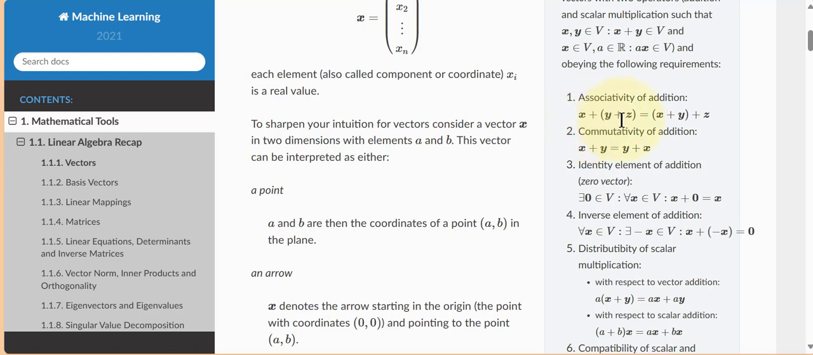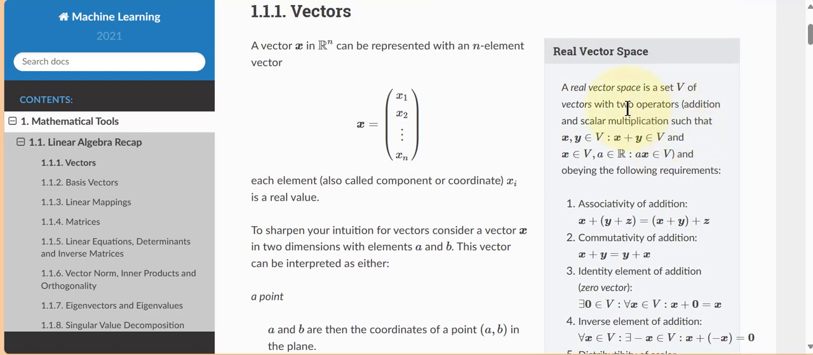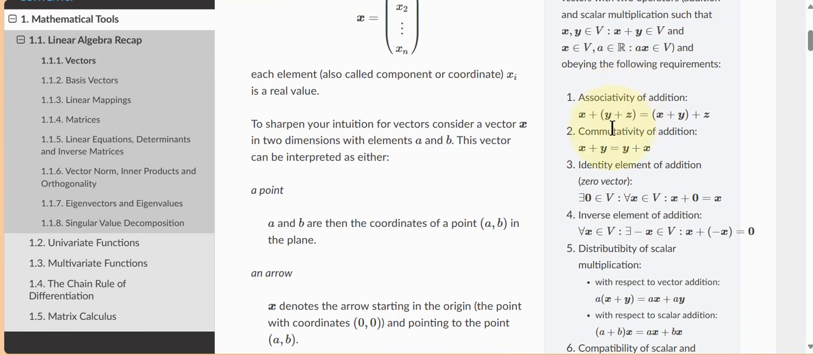So first is that you have associativity of the addition operation. That just means that if you have this, you can also do it this way. You can do these 2 first, or these 2 first, and it shouldn't matter. If it does matter, then you wouldn't call it a real vector space. You also have commutativity, which means you can switch the order.